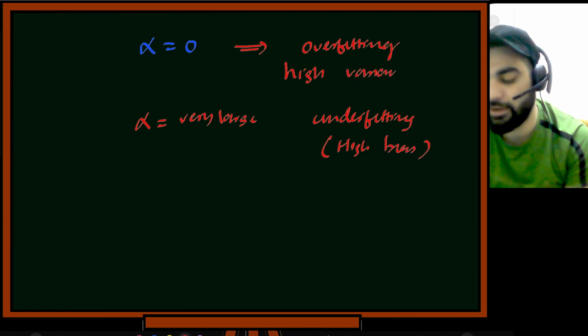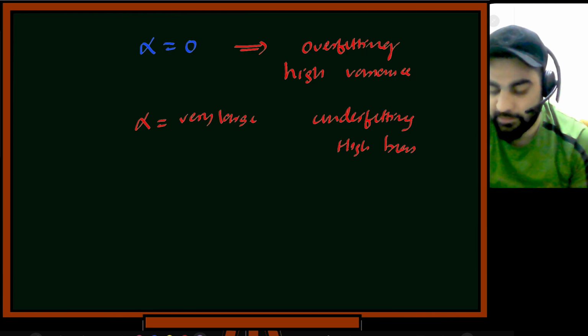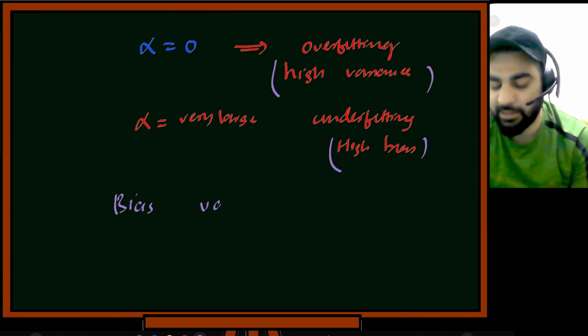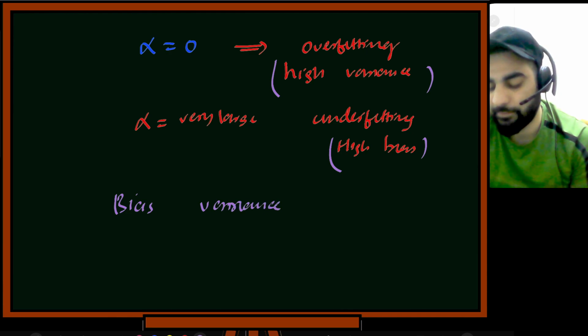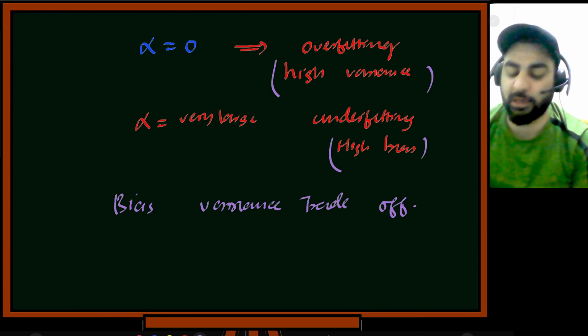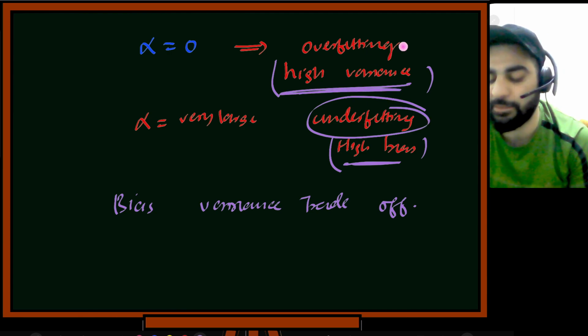Variance means the variety is more. High bias models are the models which are underfit. That's why it's called the bias variance trade-off, because you have to adjust bias and variance such that your model is neither overfit nor underfit. So a high bias model means underfitting, and high variance means overfitting.